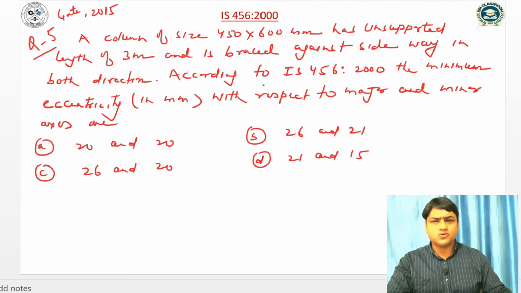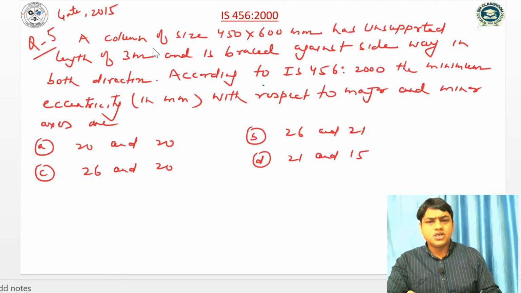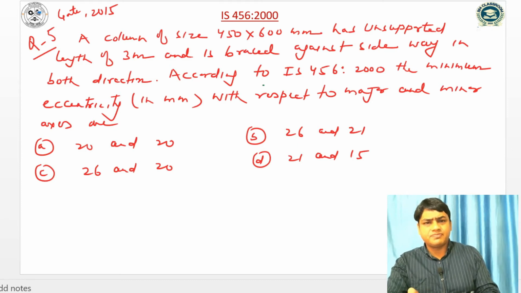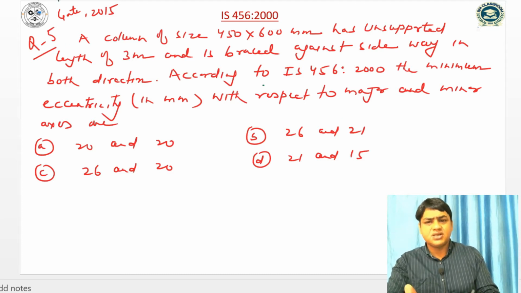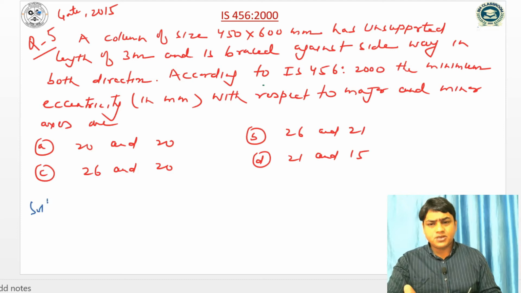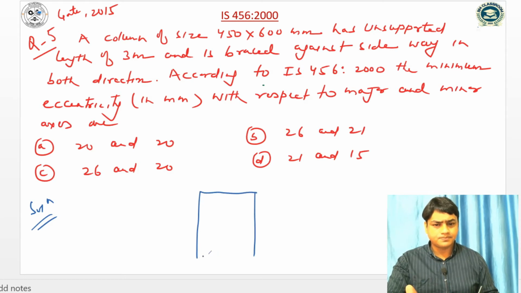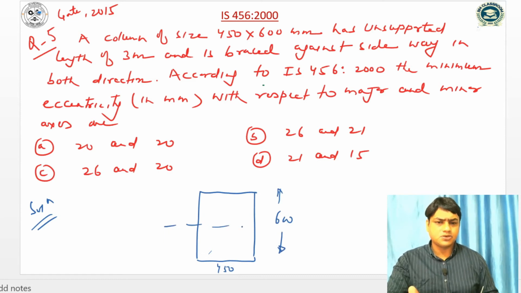Similarly, if I take another question, this was asked in GATE 2015. A column of size 450 by 600 mm has an unsupported length of 3 meter and is braced against sideway in both directions. According to IS 456-2000, the minimum eccentricity with respect to major and minor axes are... So if I compute the minimum eccentricity, the column is given of size 450, so this is 450 and this is 600. Let us assume this is xx and this is yy.